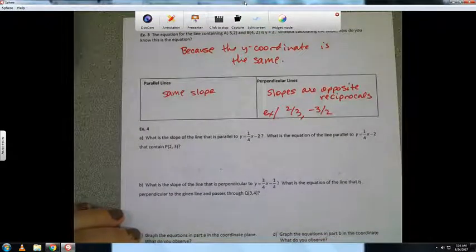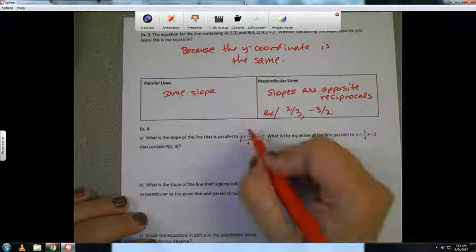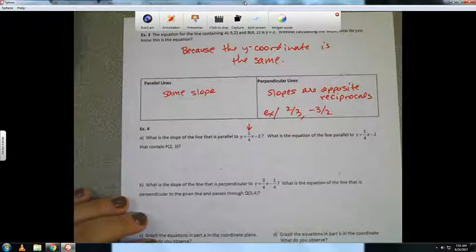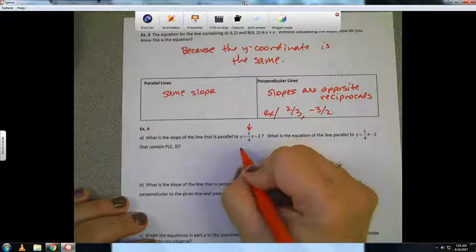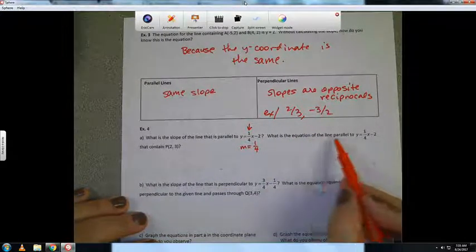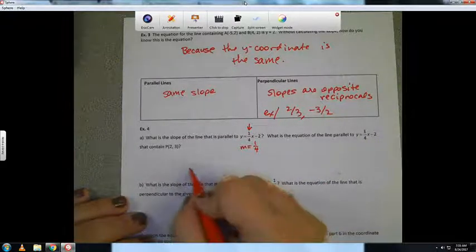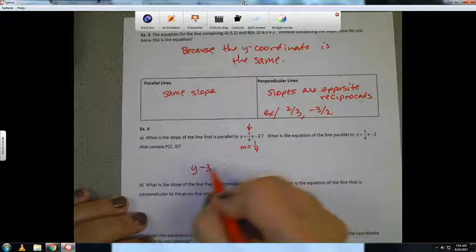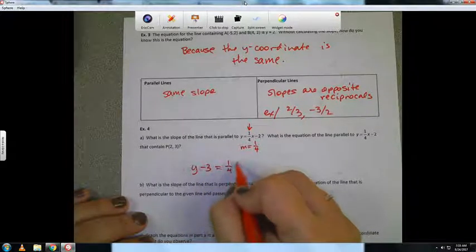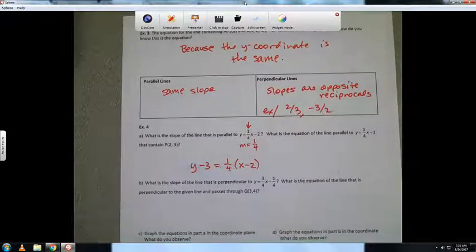So example 4, what is the slope of the line that is parallel to y equals 1/4 x minus 2? Well, the slope would be the same. So in this case, the slope would be 1/4. What is the equation of the line parallel to that line that contains (2, 3)? Again, my favorite equation, point slope. Just throw it in. y minus 3 equals 1/4 (x minus 2). And it's not asking for a different form of a line, so let's just leave that one.